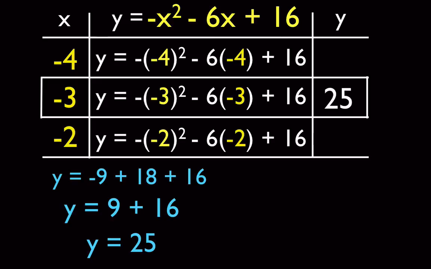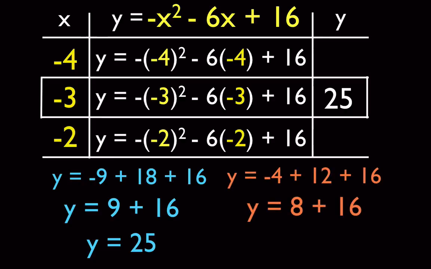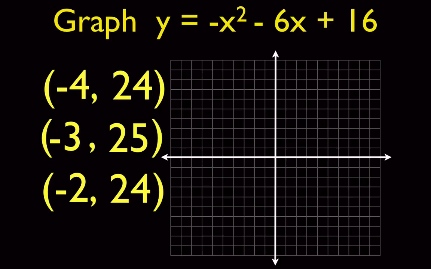Again, picking the smaller of the two. I'm going to go ahead and pick negative 2 to plug in, which is going to give me negative 4 plus 12 plus 16, which is positive 24. So now I have my points. I'm going to transfer those over, and I'm now going to graph them. All the points I need, I'm going to plot on here, 24, 25.